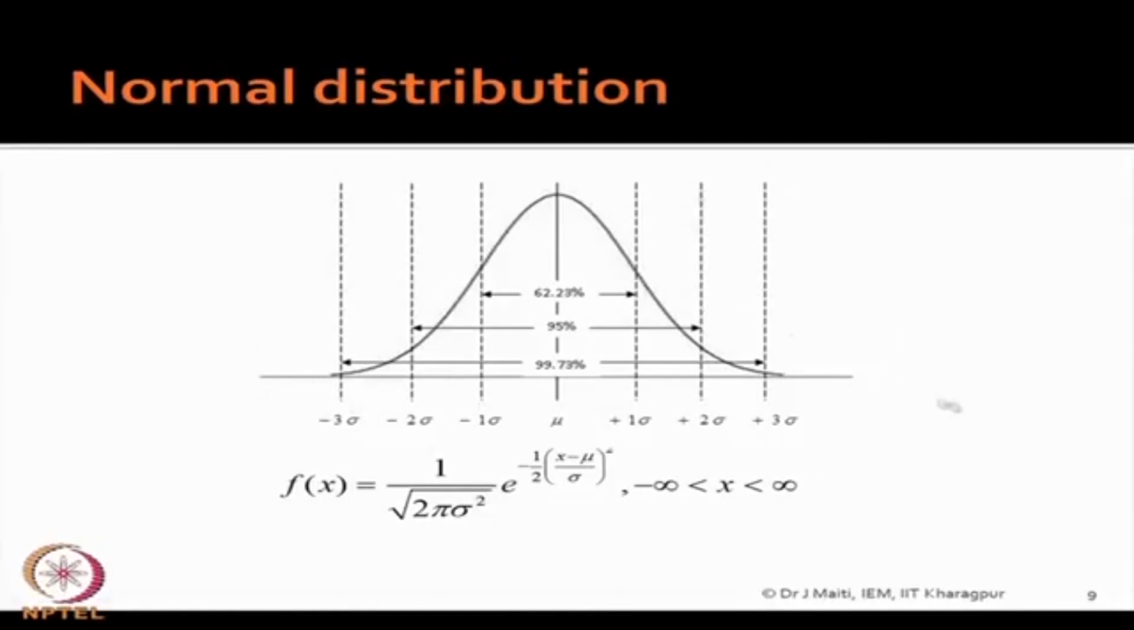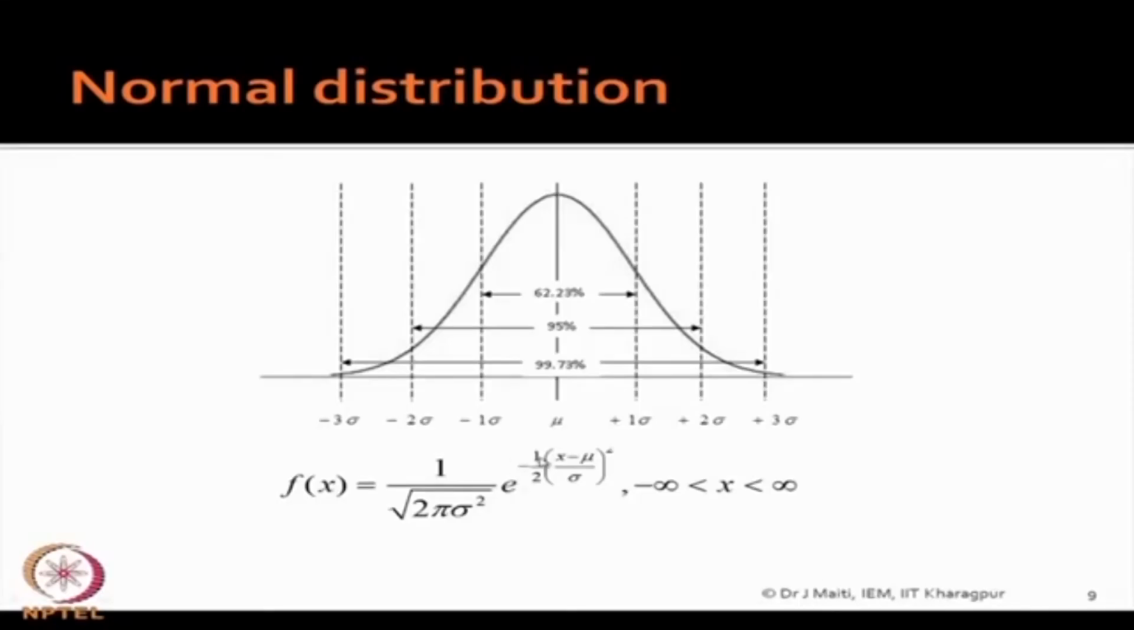This is the normal distribution. It looks like this, and this mu is the center point here, and it is basically symmetric. So, the maximum number of observations you will find along this level, and gradually on both sides it reduces, and finally, after the 3 sigma level, it becomes almost negligible, close to 0, like this.